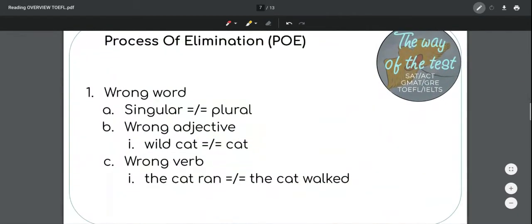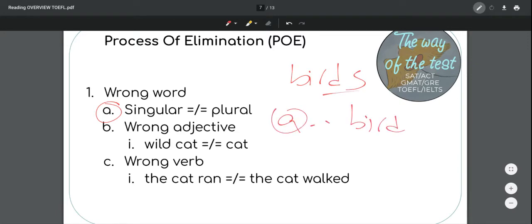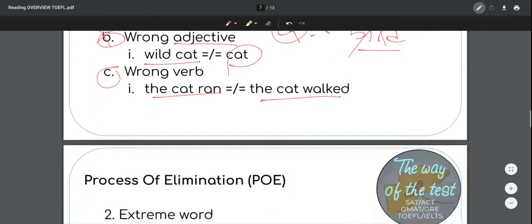Now, wrong word. The wrong word can be just singular versus plural. Let's say the text says birds, and the alternative says bird. So if this is plural and this is singular, that's not my alternative. Maybe it's using the wrong adjective. Maybe the text is saying wildcat and the alternative is just saying cat. That's not my answer. Maybe using the wrong verb. Maybe the text is saying that the cat ran and the alternative is saying that the cat walked. That's not my answer. Okay, so just having one word that is not the word used in the text will mean that the whole alternative is wrong.